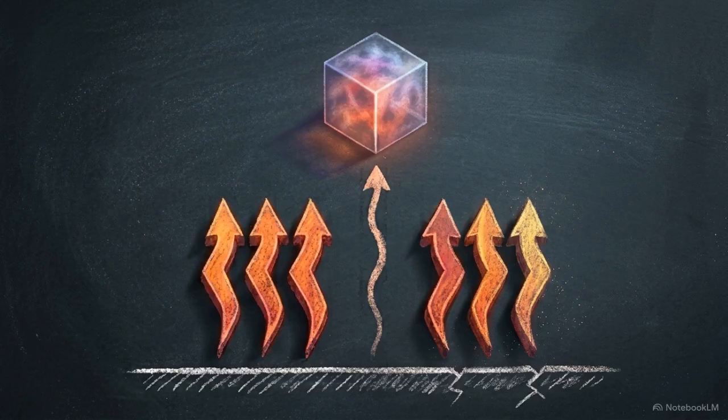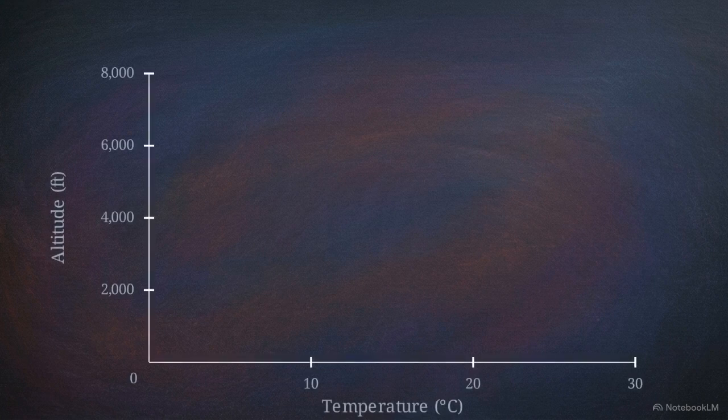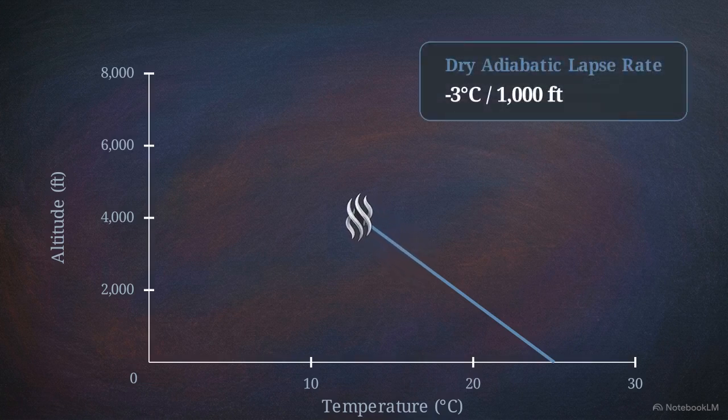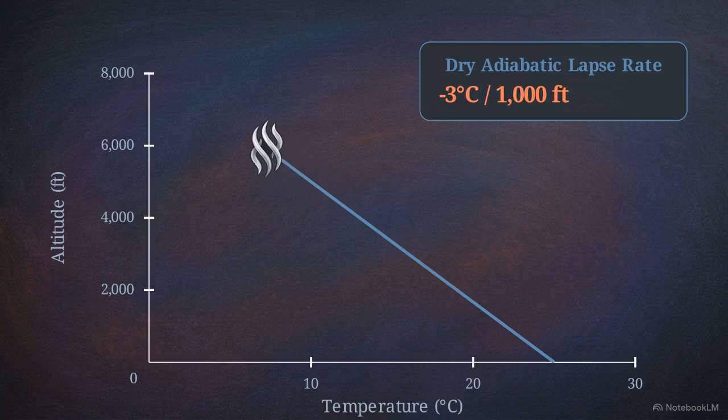A parcel of warm, moist air is forced upward by a convective trigger, such as intense heating of the surface below it. This diagram plots altitude on the vertical axis against temperature on the horizontal. As the surface air parcel is forced higher into decreasing atmospheric pressure, it expands and cools adiabatically. Because this rising air does not yet contain liquid water, we apply the dry adiabatic lapse rate. This unsaturated air cools at a constant rate of exactly 3 degrees Celsius for every 1,000 feet gained.